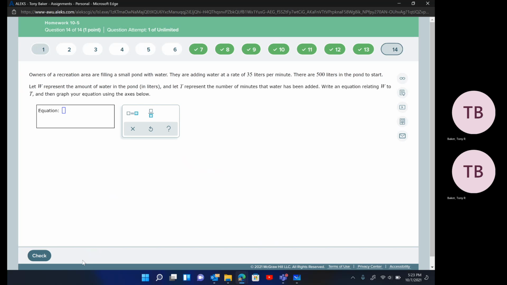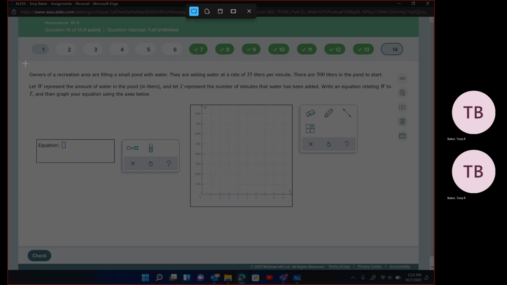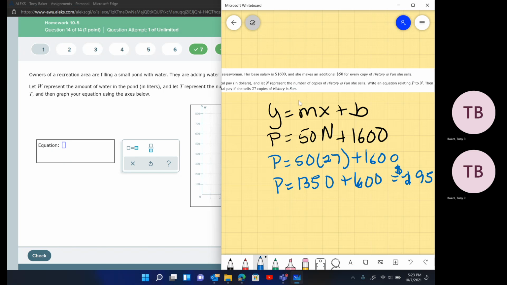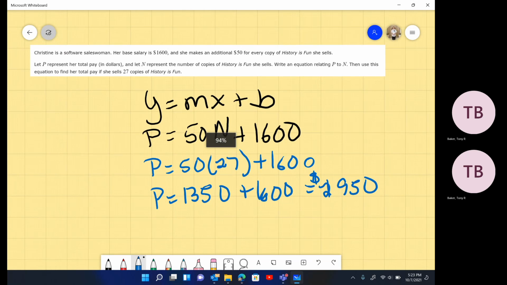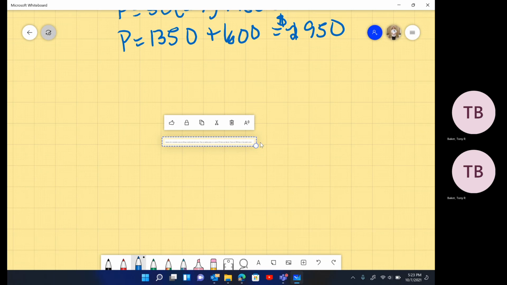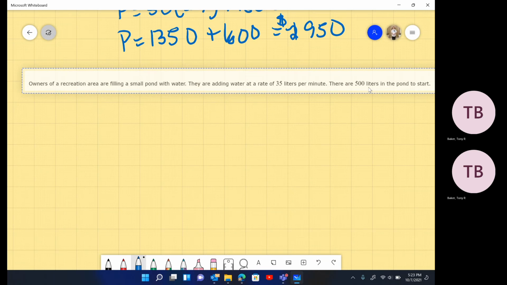All right, it's the last word problem. The only difference on this one is they want you to graph it. So come up with the equation and then graph it. So let's look at this one. All right, so same setup.